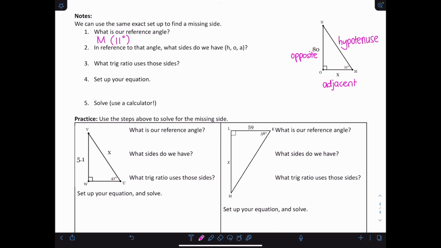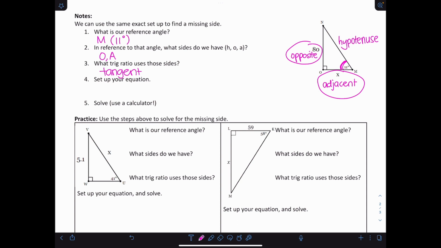So, in reference to our angle in the corner here, what sides do we have? Well, we have an opposite and we have an adjacent. So O for opposite, A for adjacent. Question 3, what trig ratio uses those sides? Well, if you look up to your notes at the top and you remember SOHCAHTOA, the O and the A go with the tangent function.